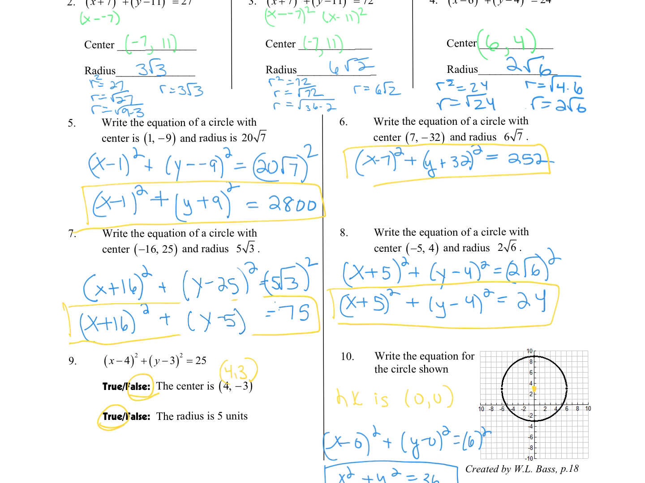And if you take 5 times the square root of 3, and we square it, that would be 25 times 3, or 75.